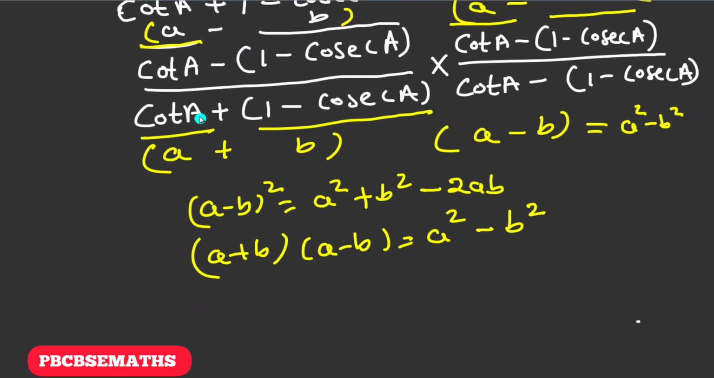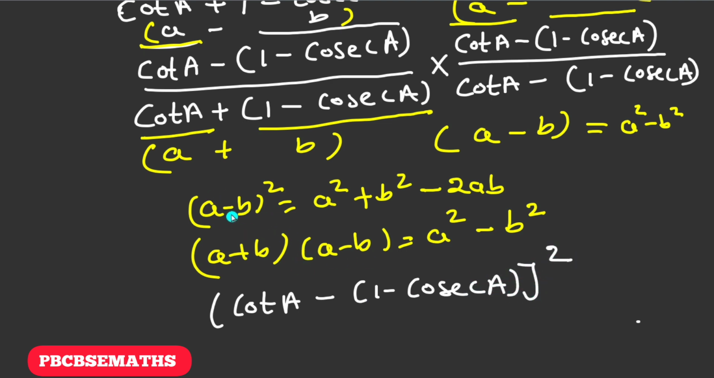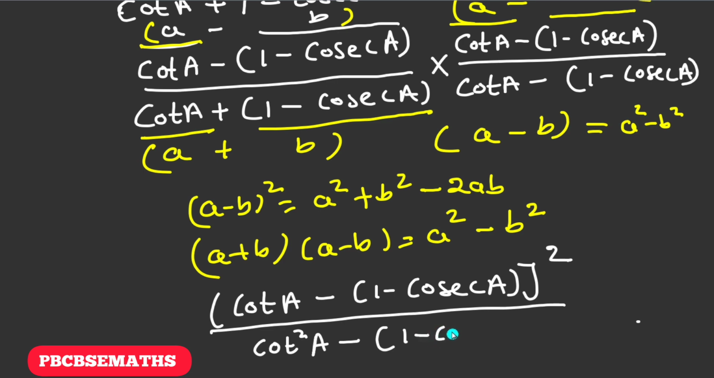So I'm going to write that numerator part as (cot A minus of (1 minus cosec A)) whole square, that is (A minus B) whole square, whole divided by, since it is in the form of (A plus B) into (A minus B), which is equal to A square minus B square, we can write this denominator part as cot square A minus of (1 minus cosec A) whole square, that is A square minus B square.